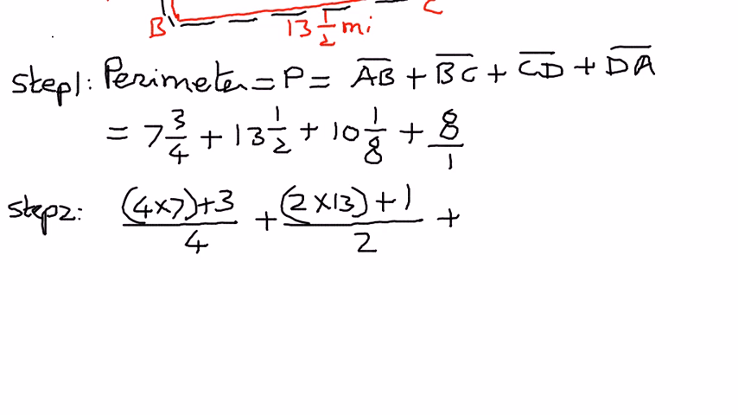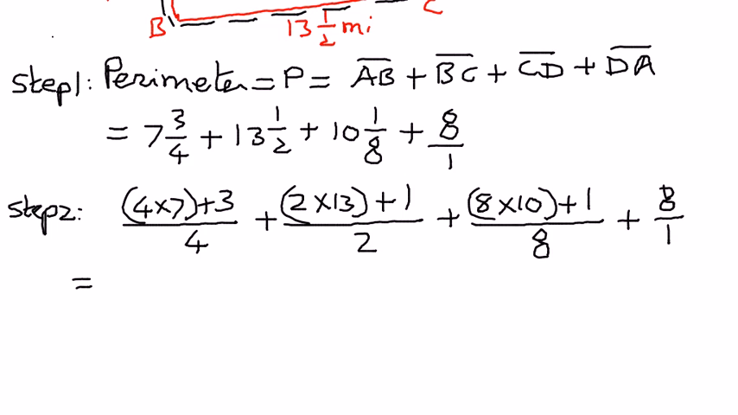We go to the third expression. We have 10 1/8. We take the denominator value, which is 8, multiply it by the number on the side, and then add 1 to that, which is in the numerator part, and then divide that whole expression by 8. And then the last expression, we just have 8, and we just wrote a whole number as a fraction by dividing it by 1. We simplify this process here.